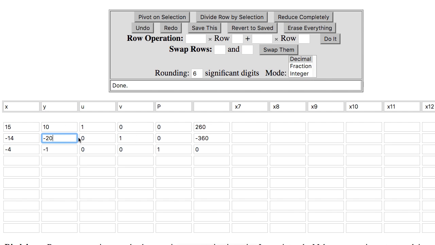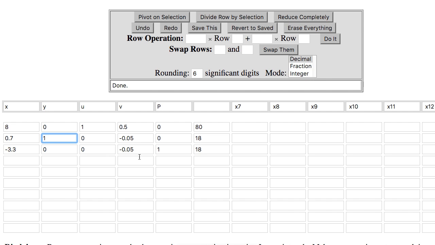Check the ratios. Minus 20 into minus 360 is 18. 10 into 260 is 26. So minus 20 into minus 360 gives me the smaller positive ratio of 18. So that determines minus 20 as my pivot element. I pivot on the minus 20. That performs the row operations that make that spot a 1, the other spots in that column zeros. So I've completed my first step in the simplex procedure.